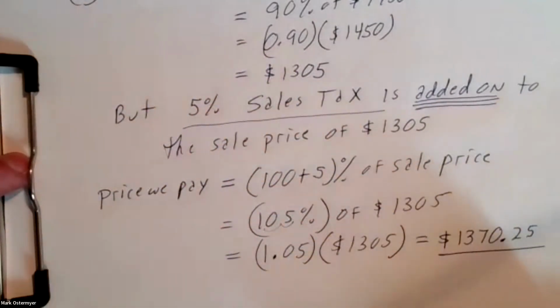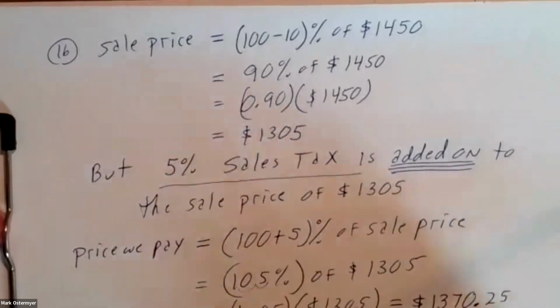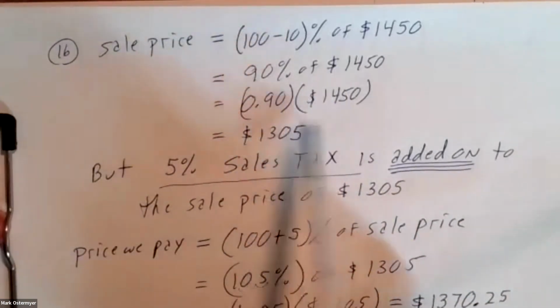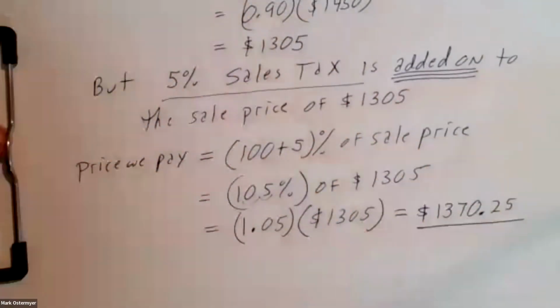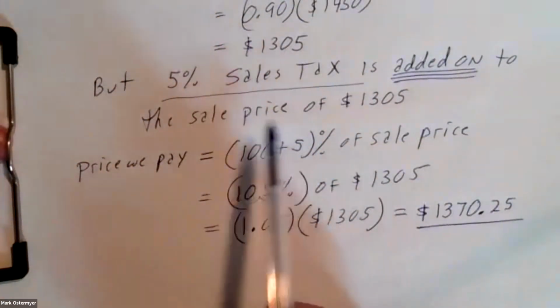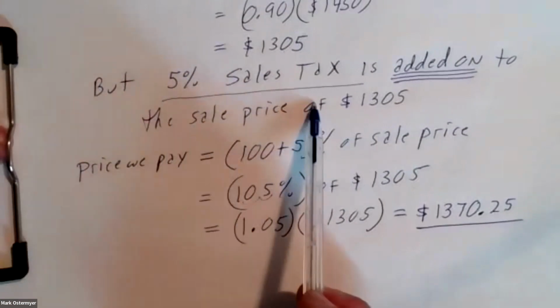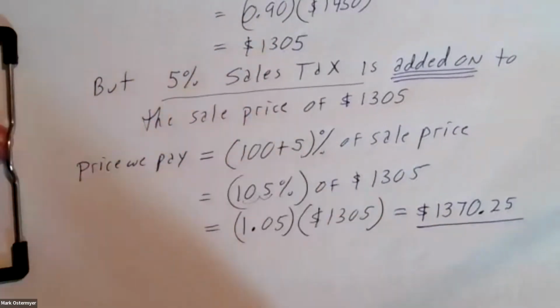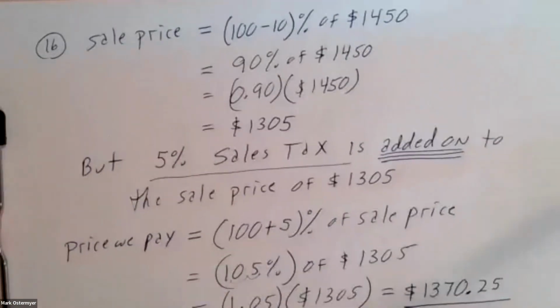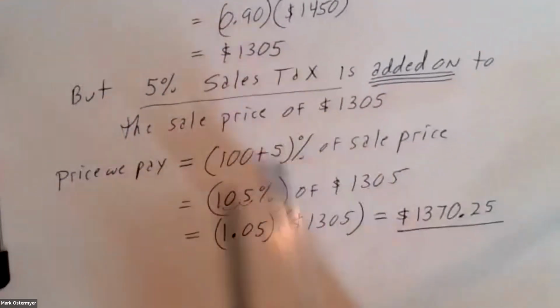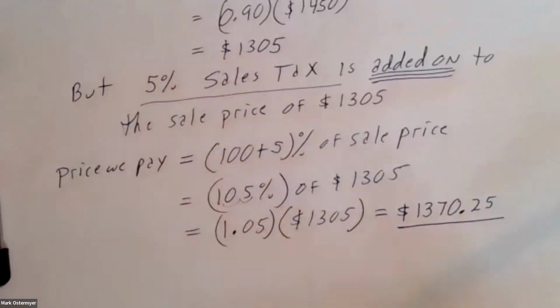So this problem has two main steps. First, you have to find the sale price by entertaining a percent decrease problem. Then, ladies and gentlemen, you have to entertain a percent increase problem, adding 5% sales tax onto your sales price to get the final price you pay at the register. Two main steps. Everybody see how we tackle that problem? First, compute the sale price, then add 5% onto it, and you'll get your total price at the register.